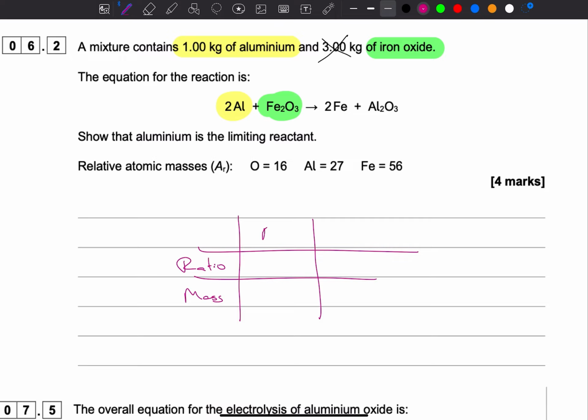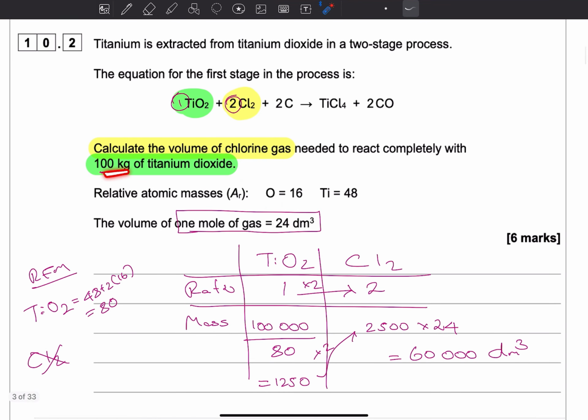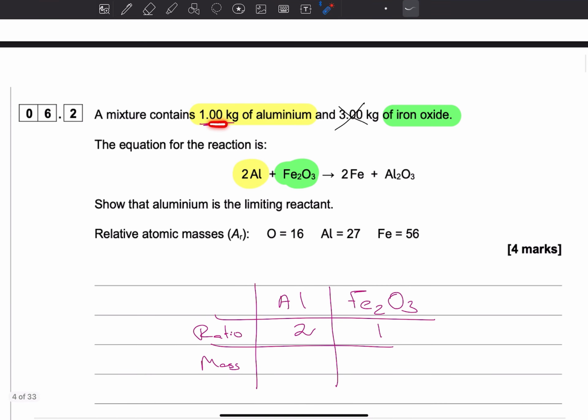So what is given to me? Aluminium is given. Iron oxide is what I want. Fe2O3. Ratio numbers are 2 and 1. The mass of aluminium, am I okay to put kg? Why not? Because on the other side, I can work out the answer in kg. In here, I want kg, but I'm not working on volume, which is technically like a centimeter cube, decimeter cube. If I use kg, I get kg. If I use grams, I get grams. I'm just looking for kgs, so it's fine.